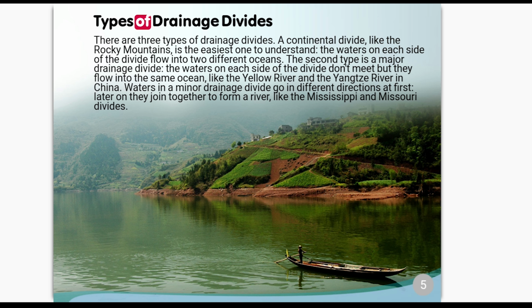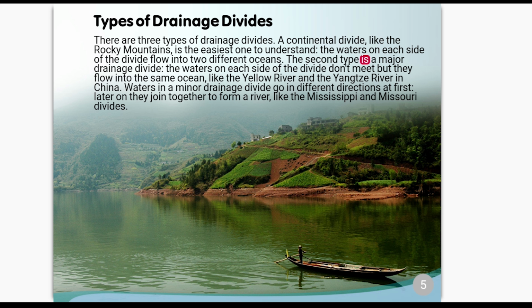Types of drainage divides. There are 3 types of drainage divides. A continental divide, like the Rocky Mountains, is the easiest one to understand. The waters on each side of the divide flow into 2 different oceans.